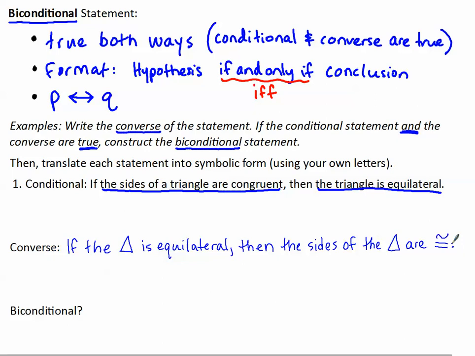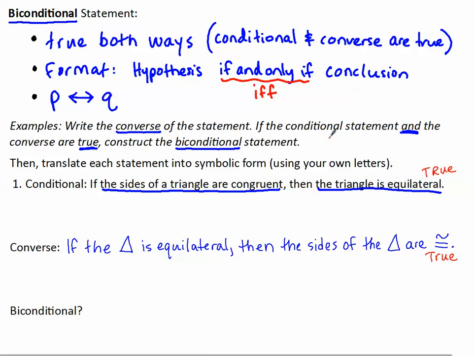What's next? If the conditional statement and the converse are true, construct the biconditional statement. So let's look at the conditional statement. If the sides of a triangle are congruent, then the triangle is equilateral. This is the definition of an equilateral triangle, so this is a true statement. The converse: if the triangle is equilateral, then the sides of the triangle are congruent. Well, because we gave a definition, it will be true no matter how we write it. So this statement is also true.